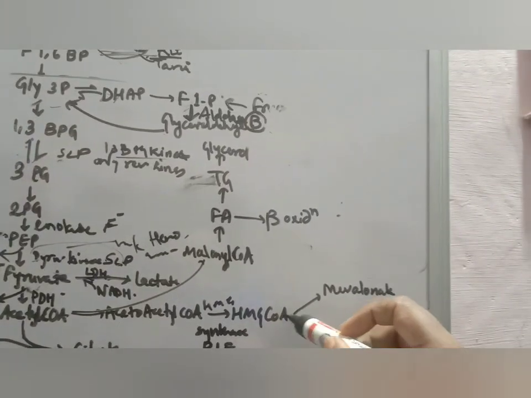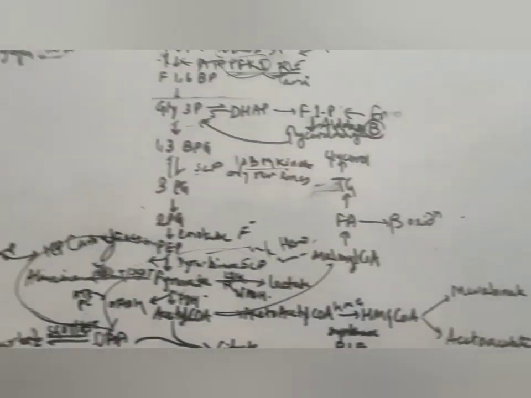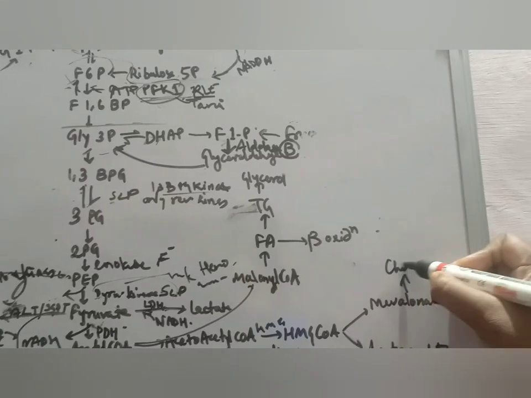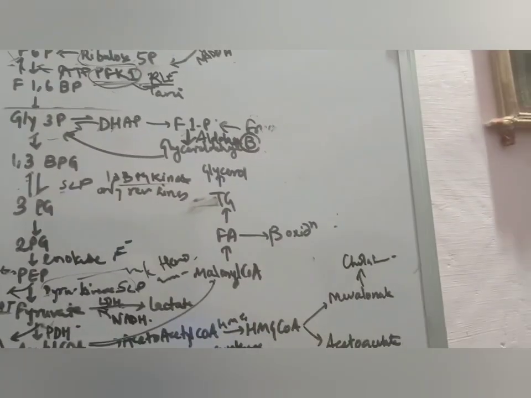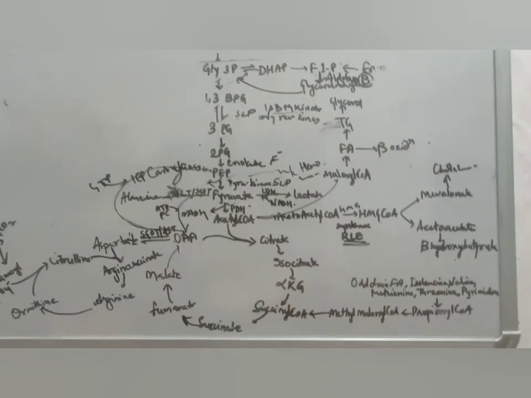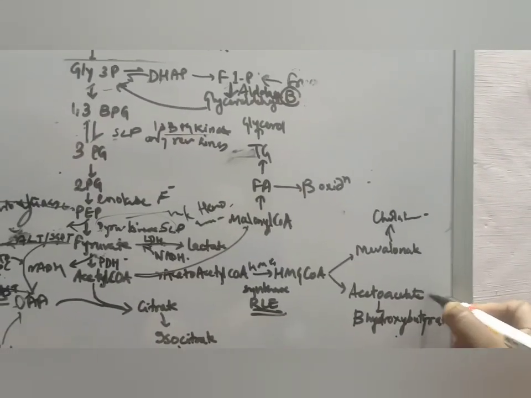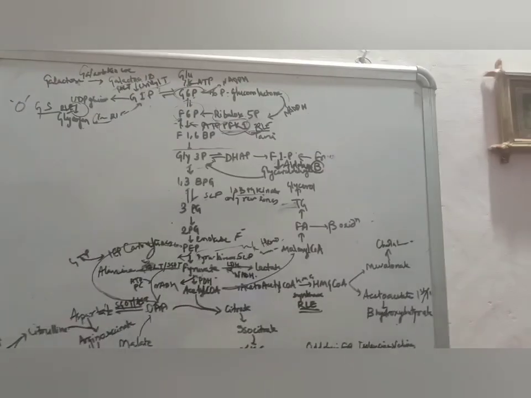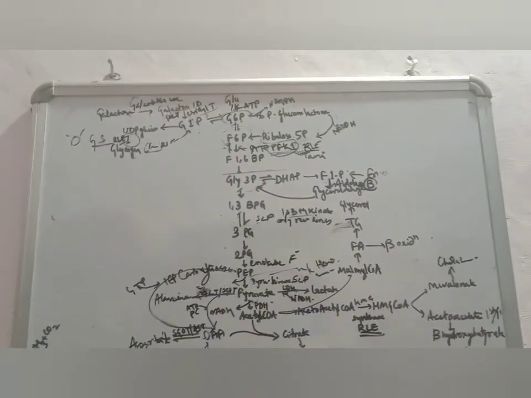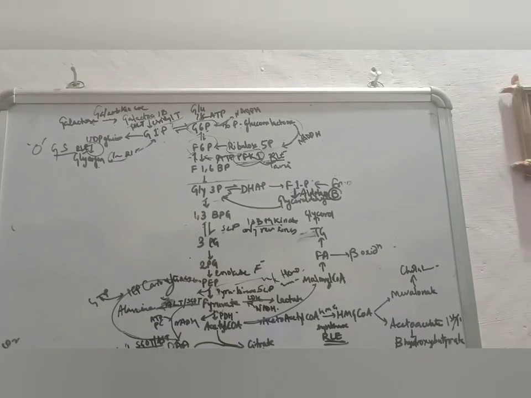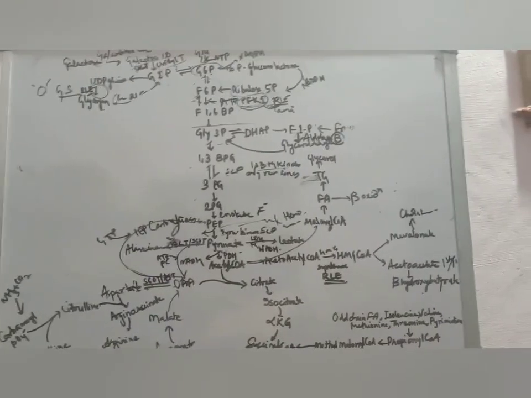From here, till this it is common. Then it will either go towards ketone body synthesis, or it can go towards cholesterol synthesis. So from HMG coenzyme A, it will give acetoacetate. Acetoacetate and beta hydroxybutyrate, then beta hydroxybutyrate will go into the blood. This acetoacetate is the first ketone body to be formed, so it is also known as a primary ketone body. Then beta hydroxybutyrate is the most common ketone body, and the highest quantity of ketone body in urine is because of this beta hydroxybutyrate.